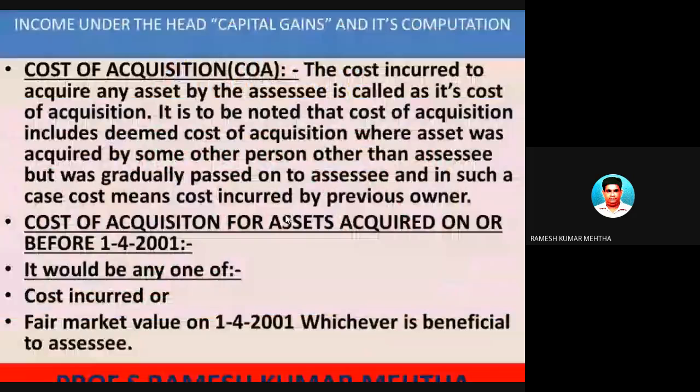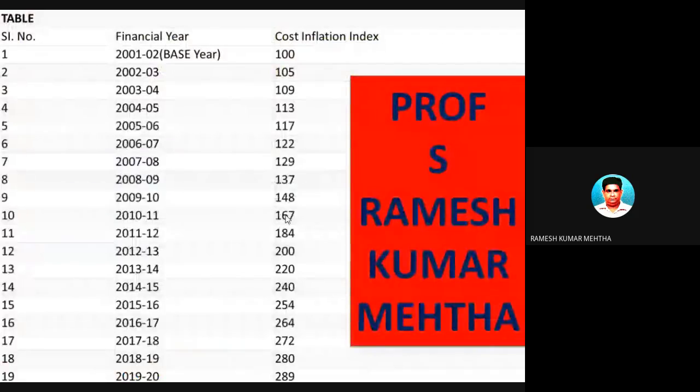So today, at the outset, let me make you understand the cost of acquisition. Before I go into what you mean by cost of acquisition, I told you this is a very important information which will be used for solving the problems.